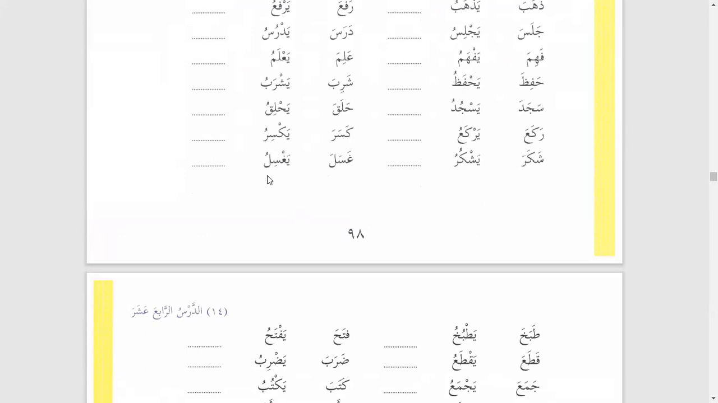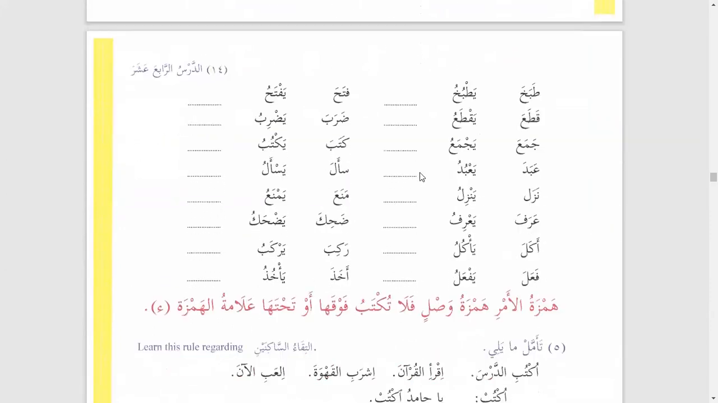غسل يغسل، اغسل, you wash. طبخ يطبخ، utbukh, اطبخ, you cook. If you want to say it to the feminine singular, how will you say? Utbukhi. And if someone says to you, utbukh binafsik, it's like cook by yourself.